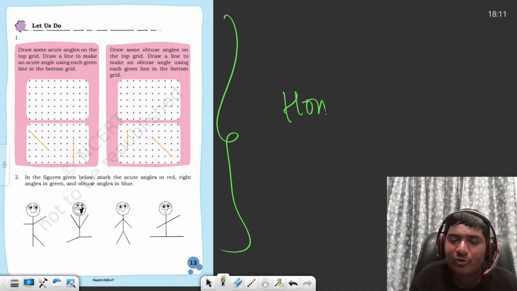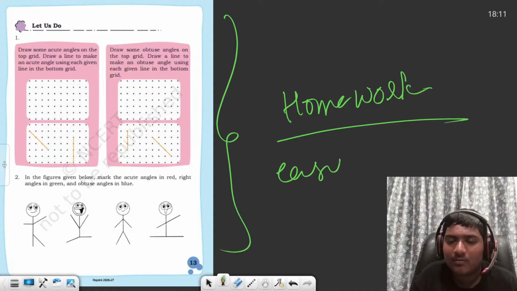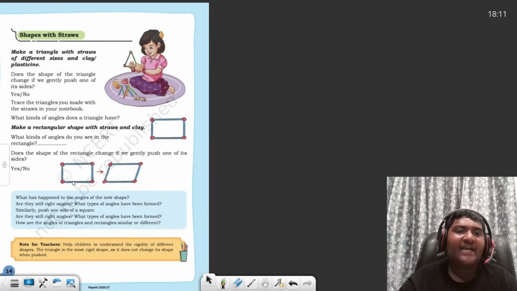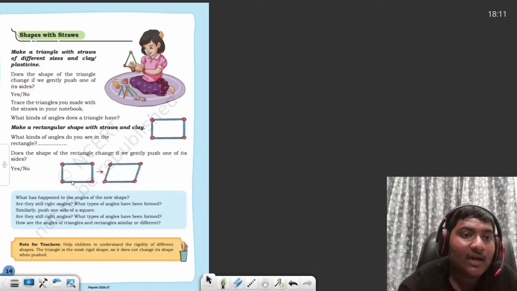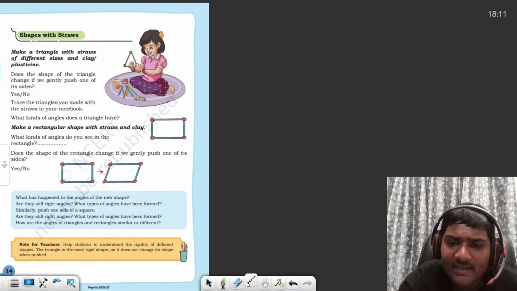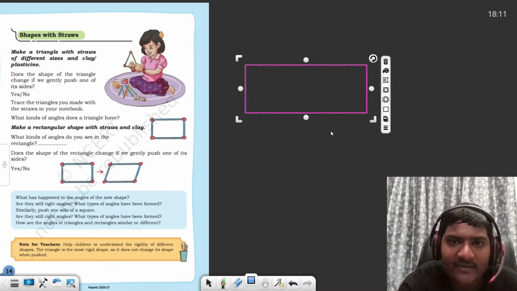This whole page you have to do as homework. It's an easy one: shapes with straws. Make triangles with straws of different sizes, and clay or plastic. But here I am going to draw in a normal way. Do it as an activity.